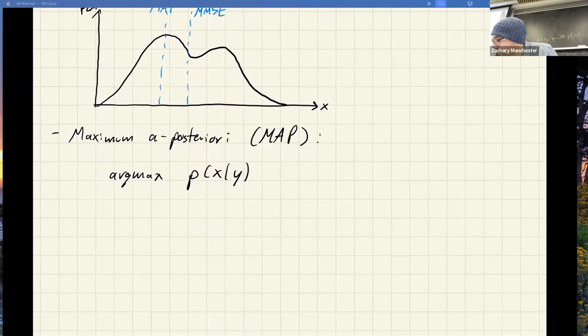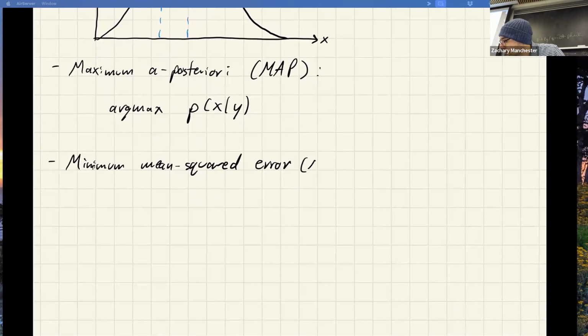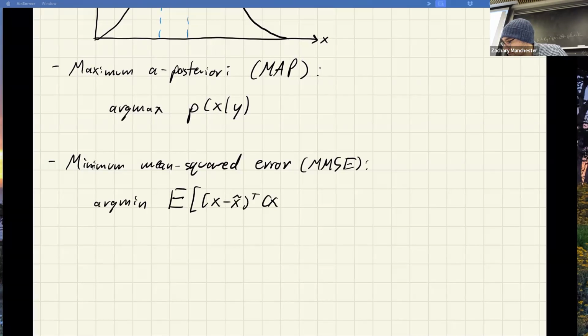And then the other thing we could do, which is also very reasonable, is basically least squares, which is this idea of minimum mean squared error. And what this is doing is trying to minimize the expectation of x minus x hat transpose times x minus x hat, the squared error, right?